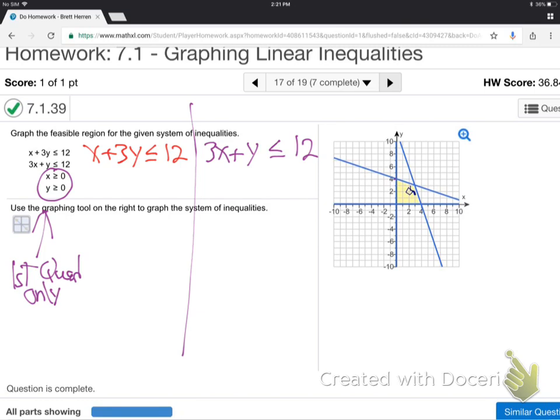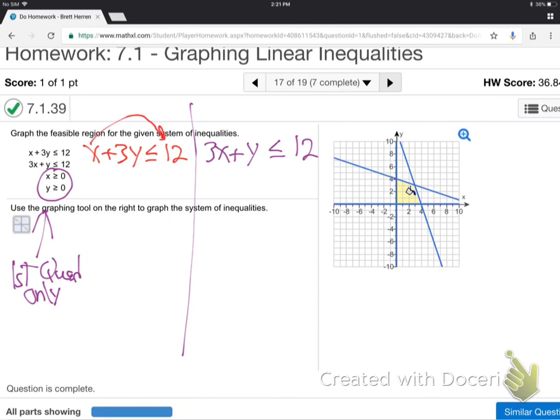What if the signs are switched? They won't do that. They won't keep those other two switched. But if they did say x less than 0, that'd be the left side, right? Isn't this where x is less than 0? Or y less than 0 would be down. Yeah, but they're not going to do that. All right, so let's get y alone.